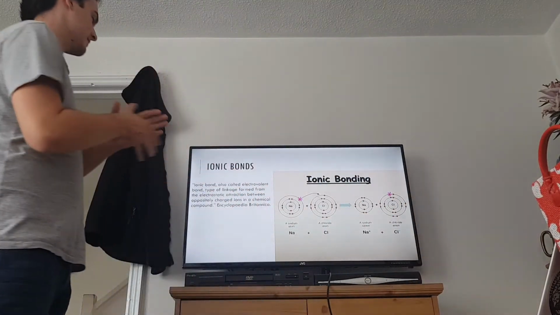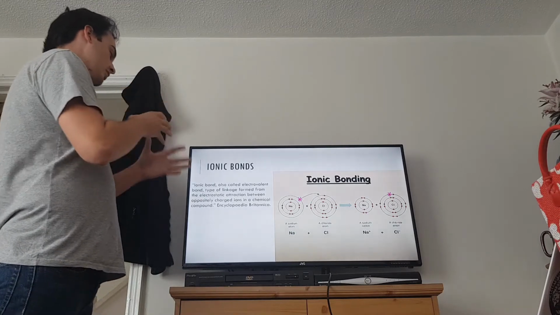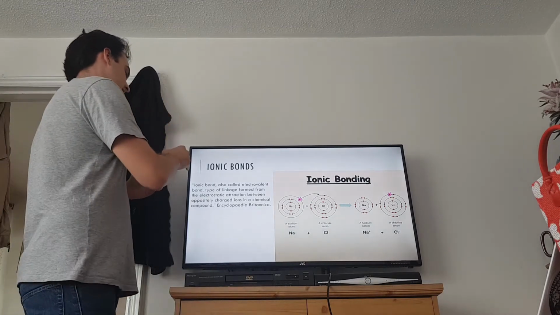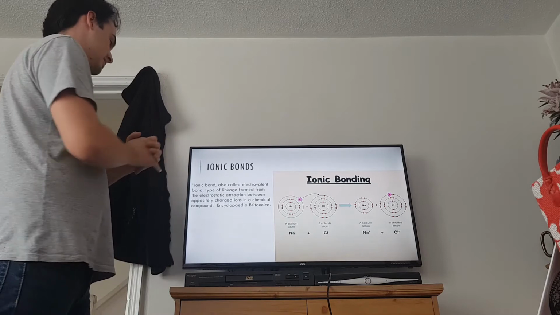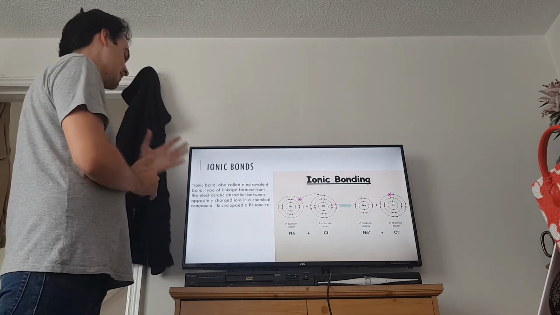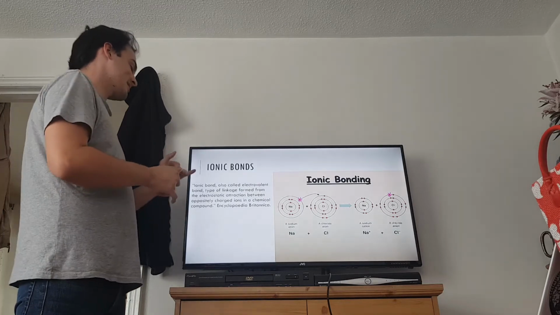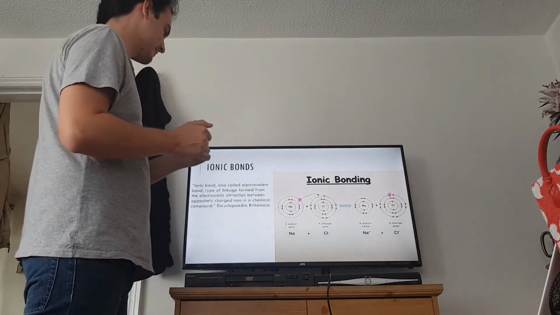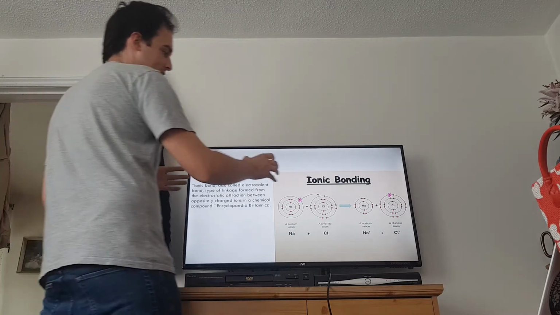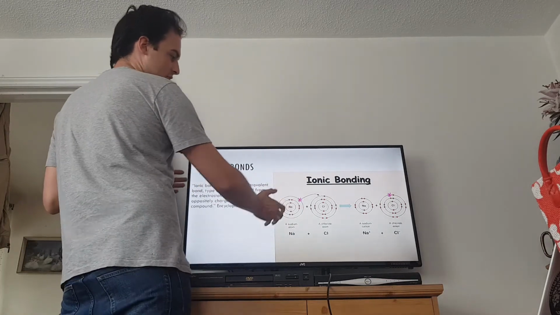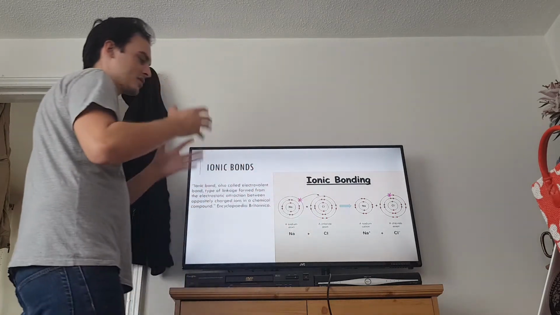Now, ionic bonds. An ionic bond, which can also be called an electrovalent bond, is a type of linkage formed from the electrostatic attraction between oppositely charged ions in a chemical compound. That's the Encyclopedia Britannica definition, at least. If we look at this example, a sodium atom and a chlorine atom, we know sodium chloride is salt.